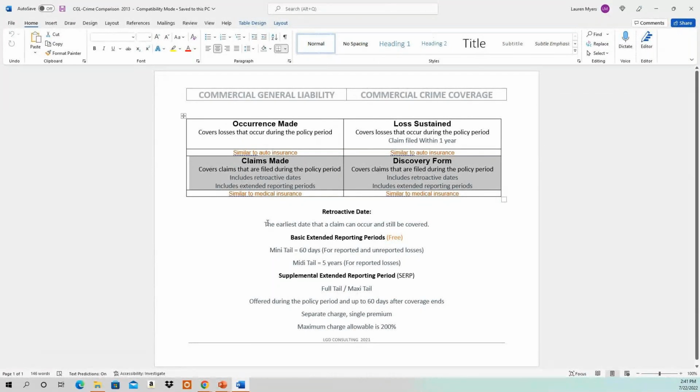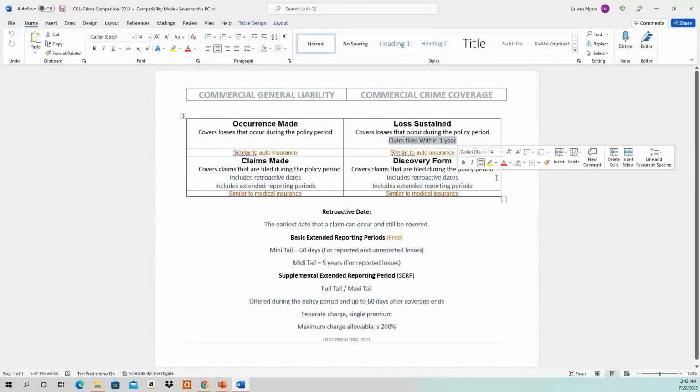Okay. If you're going to my site, if you go to exam 2, question number 10, it doesn't say anything. It doesn't say liability, crime, theft, anything. It just says you have up to 1 year to file a claim. Well, anytime you have to file a claim within 1 year, that's loss sustained coverage. Okay, so that's how I got that there.